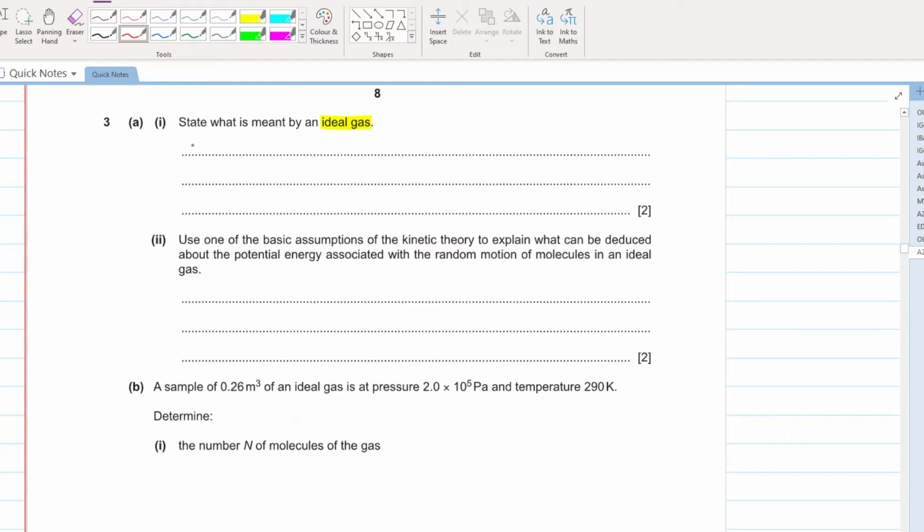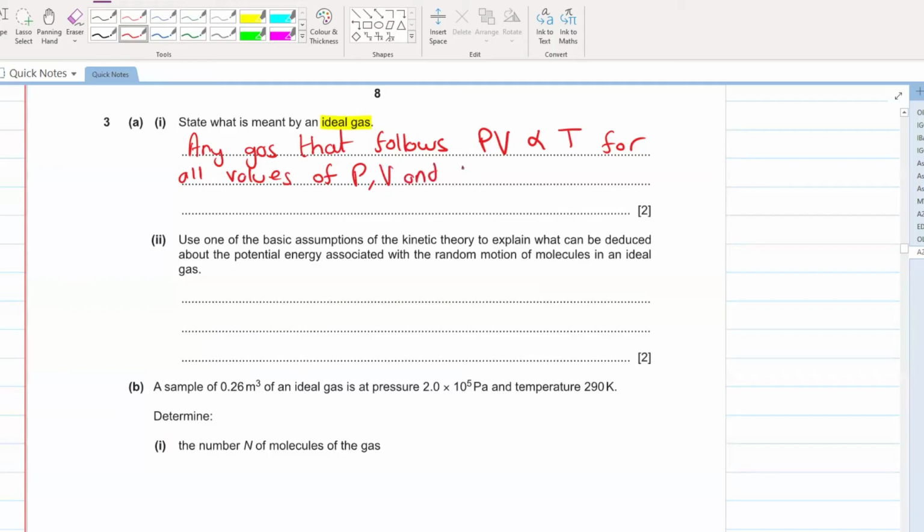So any gas that follows PV is directly proportional to temperature for all values of pressure, volume, and temperature is known as an ideal gas. Perfect. Let's further move on.